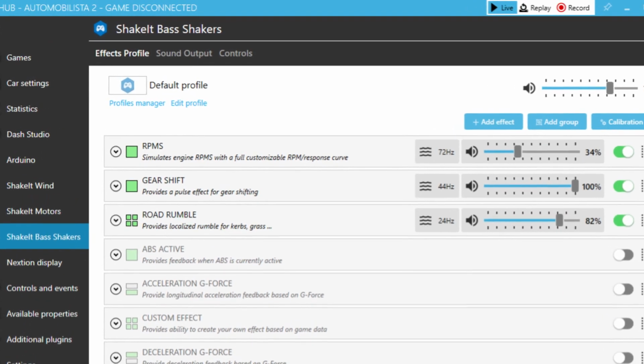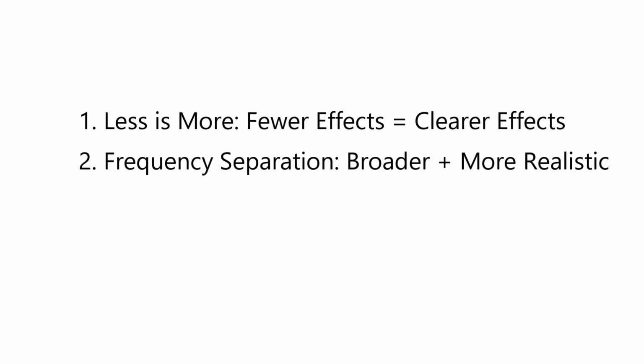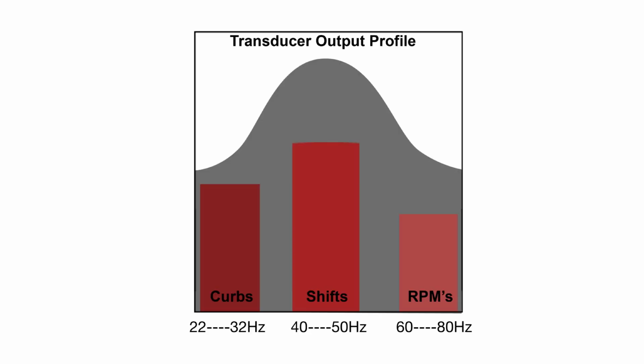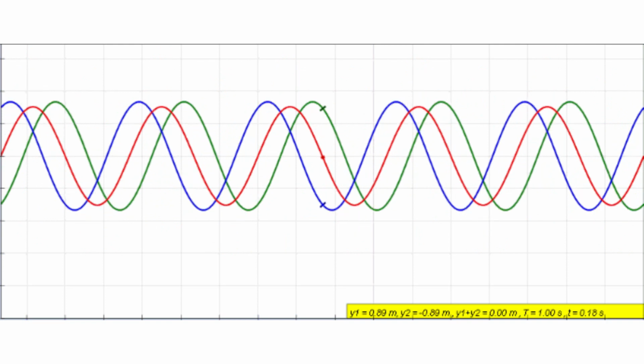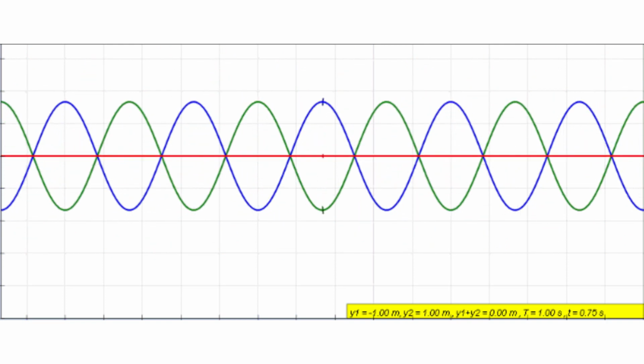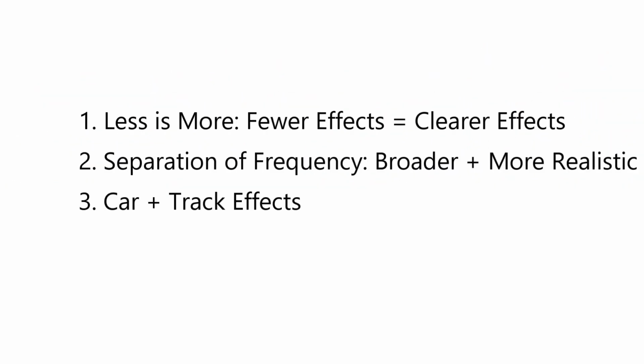build from there. Two, frequency separation, which gives both fuller and more realistic feedback by creating a unique frequency range for each effect, similar to bass, mid-range, and treble with music. It also allows each effect to come through more clearly by preventing vibrations from amplifying or canceling each other out and creating standing waves. And three, car versus road effects.